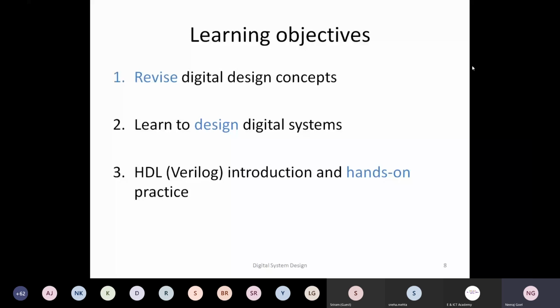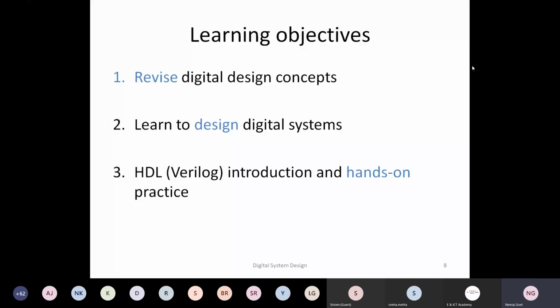When we learn how to design, we'll start from the specification and see how to interpret it, and we'll break it into different pieces. You'll see how we can break things into smaller components and how we can design those smaller components. In parallel, we'll also be doing a hardware description language, Verilog particularly. We'll introduce Verilog and do some hands-on practice.